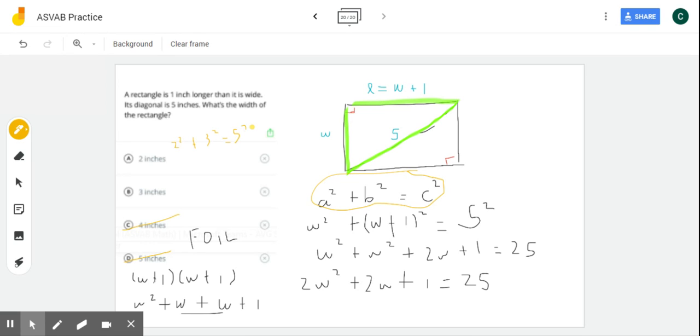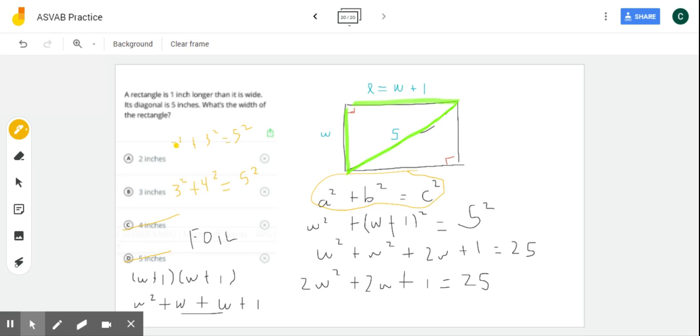All right. If this is the answer, so the width is 3, so 3 squared, I'm using the Pythagorean theorem here off to the right, this formula. And then the length has to be 3 plus 1, which is 4 squared. And then that has to equal 5 squared. So whichever one of these is true gives us the right answer.